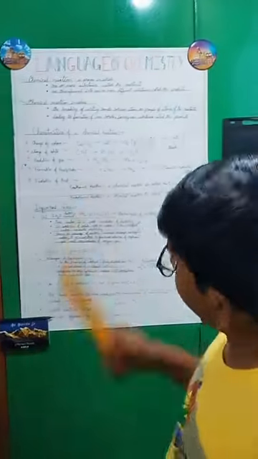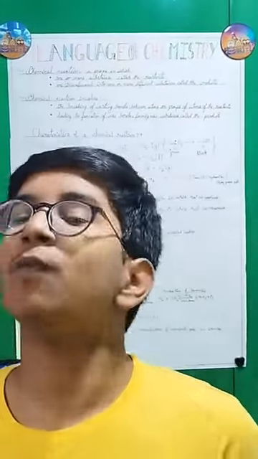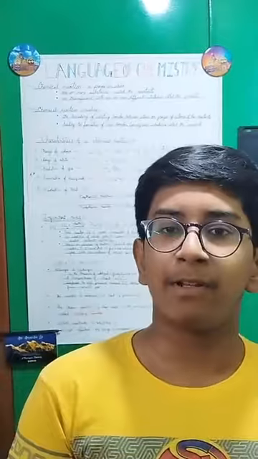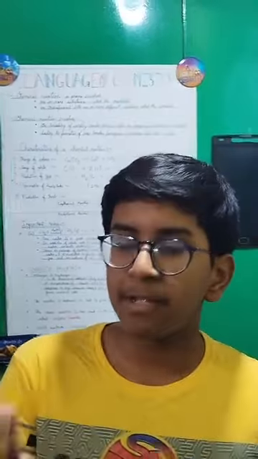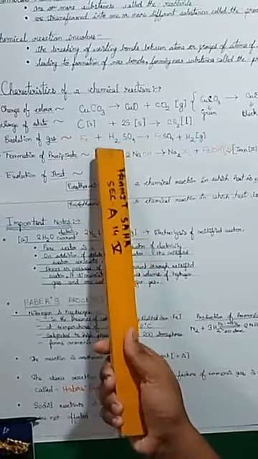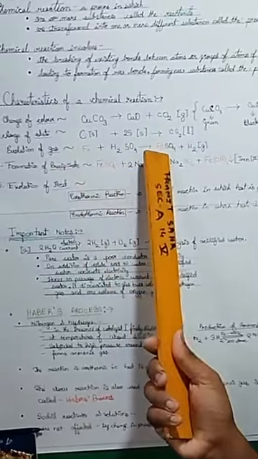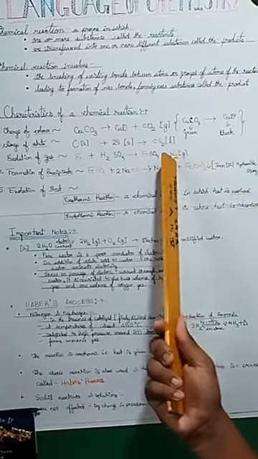Now evolution of gas. Evolution of gas means gas will be released, that is effervescence. But first I'll tell you what effervescence is. Effervescence is the formation of gas bubbles when one substance reacts with another to form gas bubbles. For example, here Fe means iron plus sulfuric acid H2SO4, when they combine with each other they form ferrous sulfate plus hydrogen, that is evolution of gas.